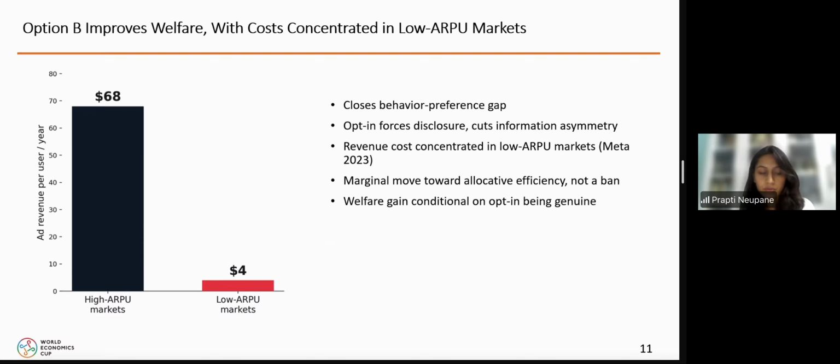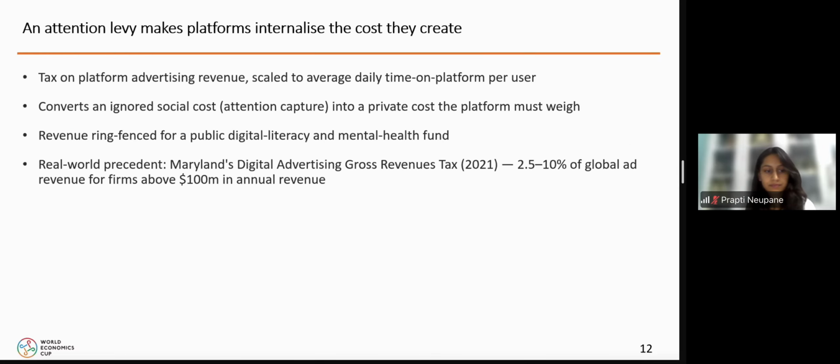What the opt-in does is basically show you what you're agreeing to, rather than setting a biased platform. The reduction is real, and it helps to correct the welfare loss as well as correct consumer sovereignty. Talking about the attention levy, it makes platforms internalize the cost they create.